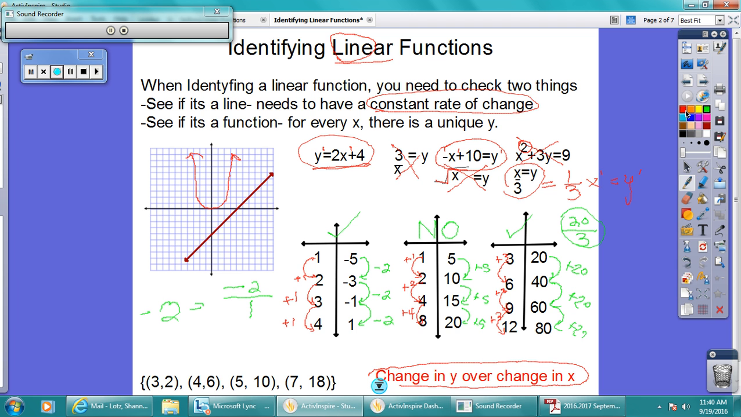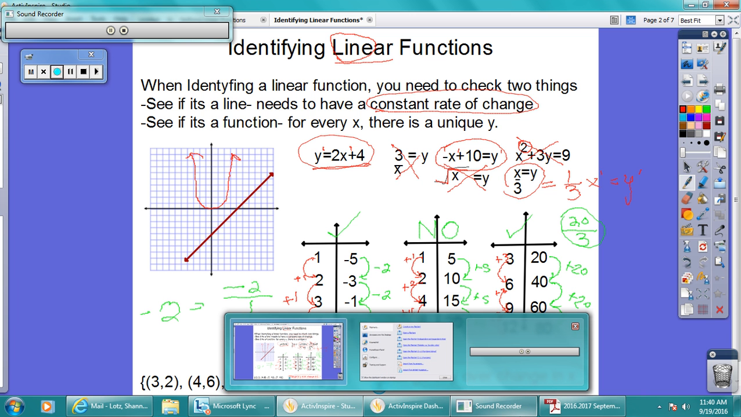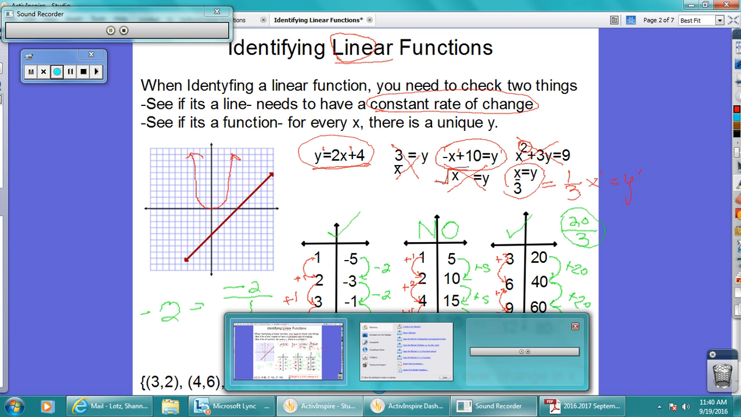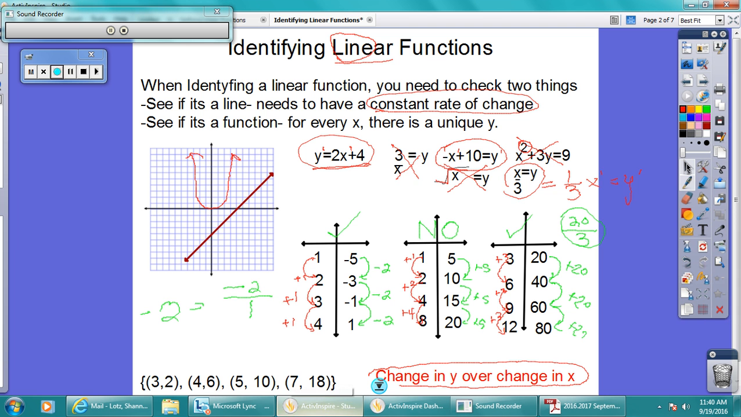Now, for the bottom one, what I want you to do. All right. For the bottom one, I froze. This is where I get technical difficulties.